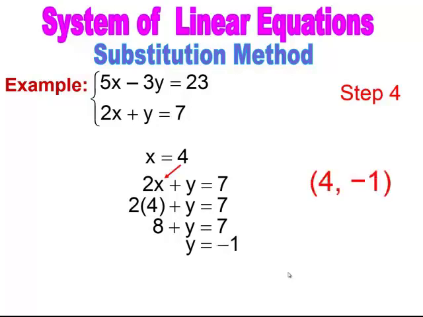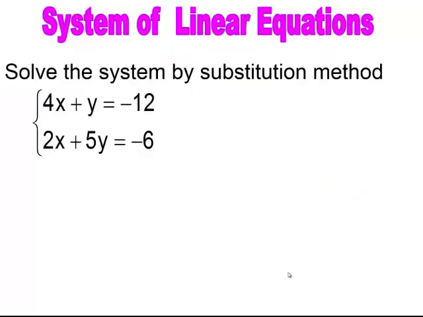So now I have my solution for x and y, and I have to write my solution as an ordered pair. And remember, it's always your x value first and your y value second. So the solution here would be parentheses 4, comma, negative 1, parentheses. That's the ordered pair. That's the solution for this system of equations. Pause and try.